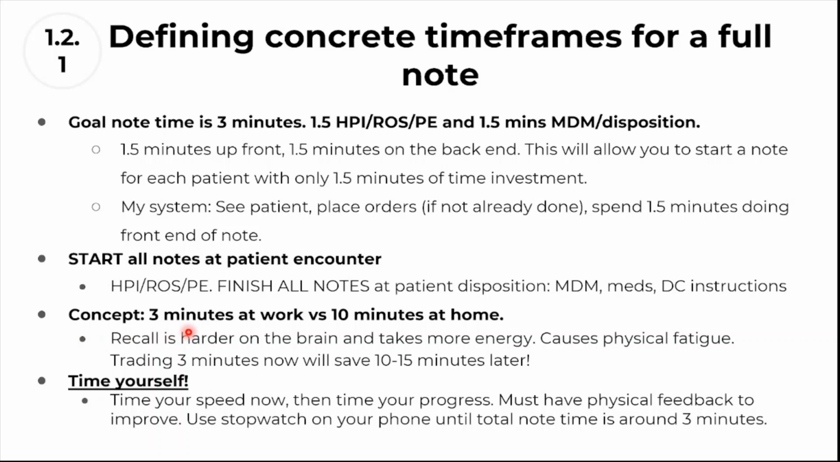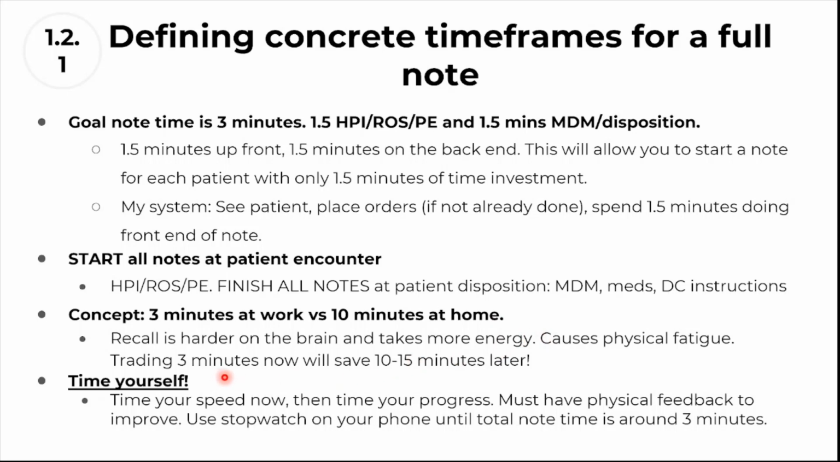So your overall concept here is a note that may take you 3 minutes at work can actually take you over 10 minutes at home. And for the reason that now your recall is harder on the brain and takes more energy. You're more physically fatigued. So trading 3 minutes now will save 10 to 15 minutes later. And you can already imagine how that would add up if, say, you had 10 notes. You took 30 minutes to finish them on shift, during your shift, as opposed to now you have 10 minutes times 10 notes. That's over 100 minutes.